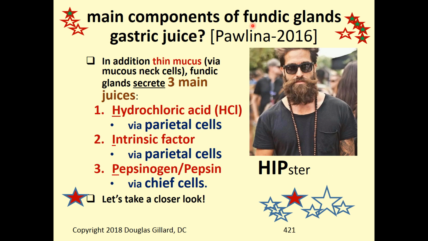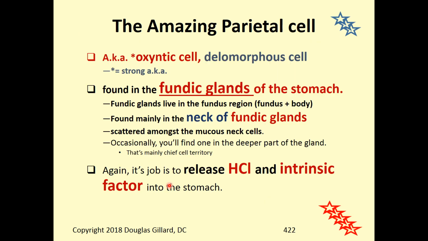The main component of fundic glands, according to Google, is a hipster, but hip is the key here. We said already, hydrochloric acid and intrinsic factor both come from parietal cells. Pepsinogen comes from the chief cells. Amazing, parietal cell.